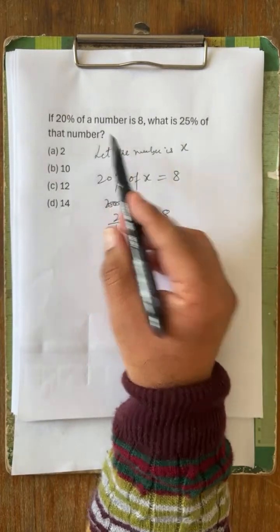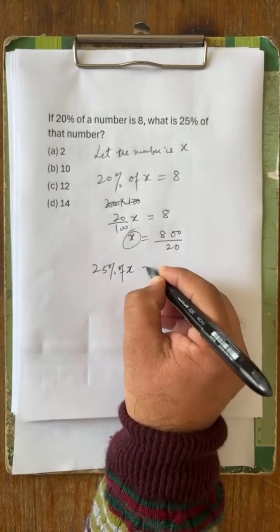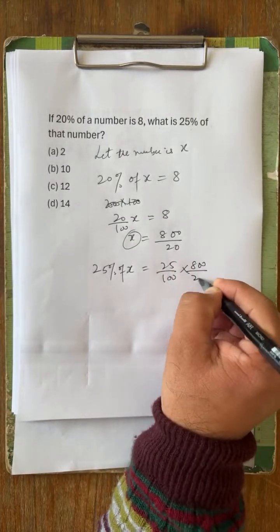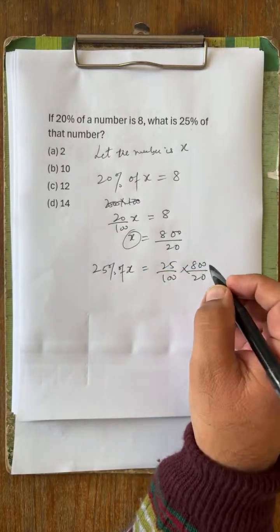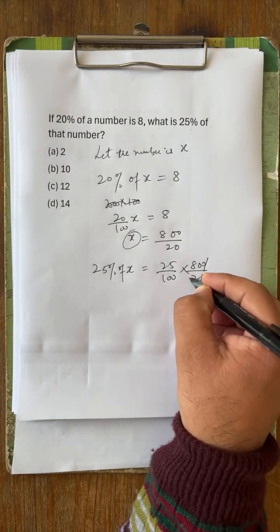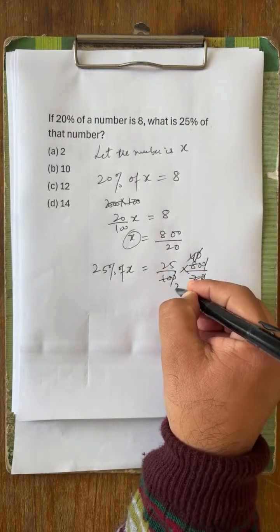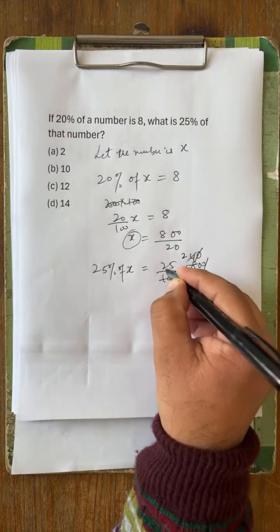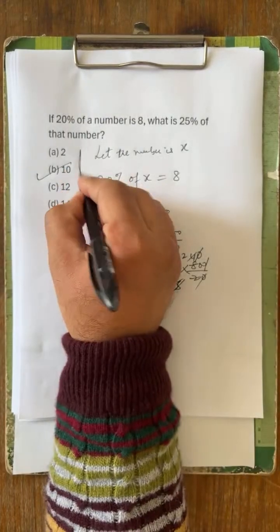What is 25% of that number? We have to find the 25% of x. That will be 25 upon 100 into 800 upon 20. You can solve it here also, but I will be doing the calculation once only. So the answer will be 10. So 10 is our answer.